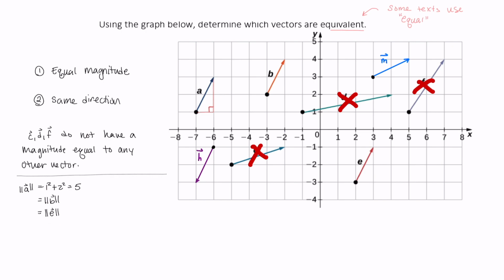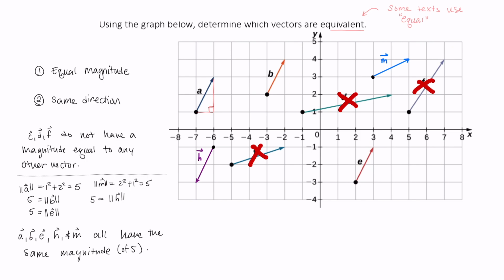What else? Let's look at H and M. Again, H is very similar, a base of 1, a height of 2. M has a base of 2 and a height of 1. So the magnitude of M is 2 squared plus 1 squared, which is also equal to 5. Look at this, they all equal 5. This is equal to the magnitude of H as well. So A, B, E, H, and M all have the same magnitude, and this magnitude is 5.